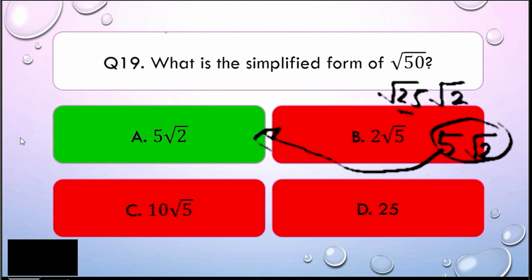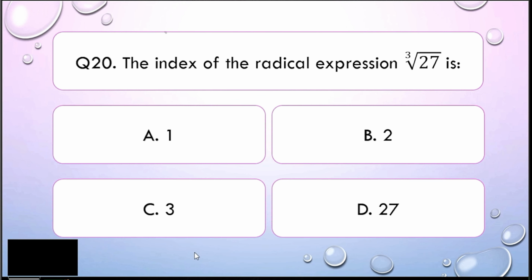So let us go to question number 20. Question number 20. The index of the radical expression cube root of 27 is it A, 1, B, 2, C, 3, or D, 27? I'll give you 5 seconds to think about your answer.